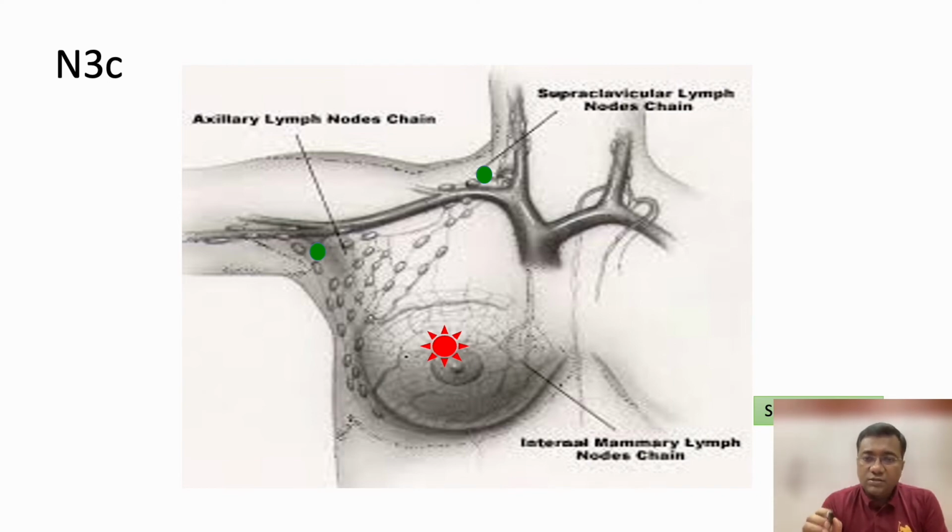Another possibility is you have an occult cancer in the opposite breast. You need to pick it up. From there it has gone there. So if you get an opposite axillary lymph node, it is either metastatic or M1, or you have another occult lesion in the opposite breast, which you are yet to discover.